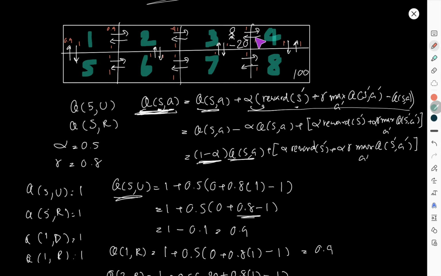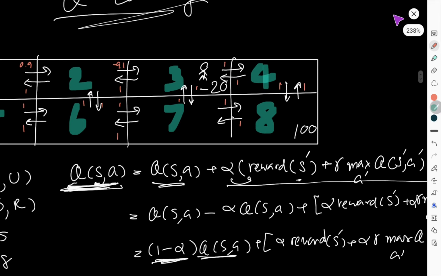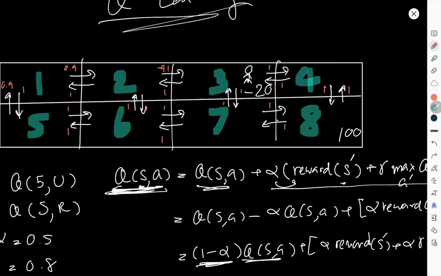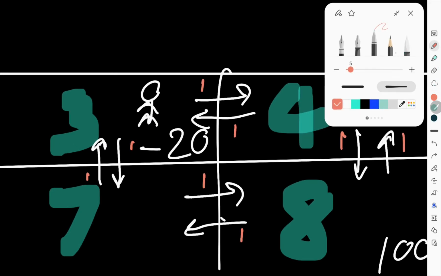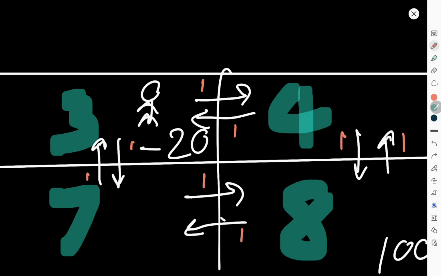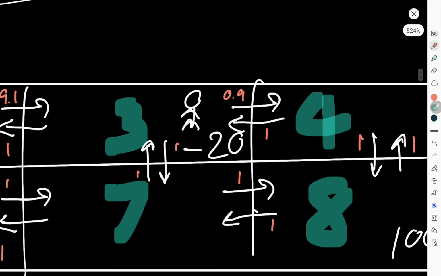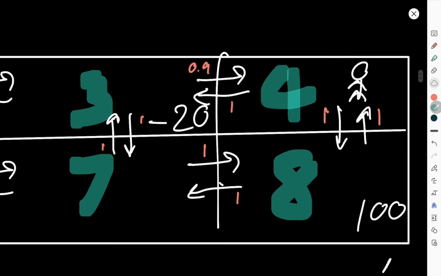If you move to the right to state 4, in state 4 all the actions, left and down, are 1. All of them are 1. So I think you can guess we will get the same thing as the previous one. That is 0.9. And now our agent will move to state number 4.